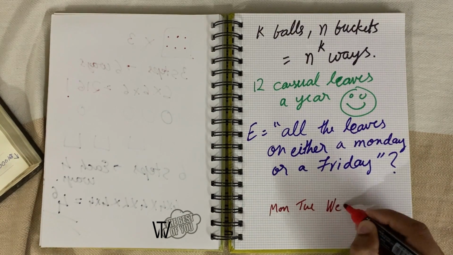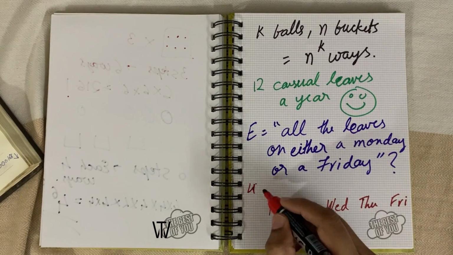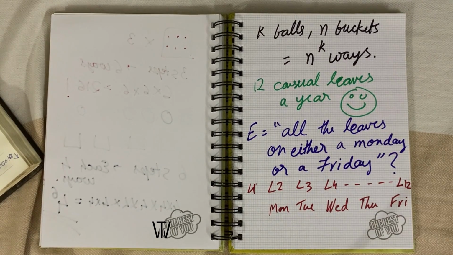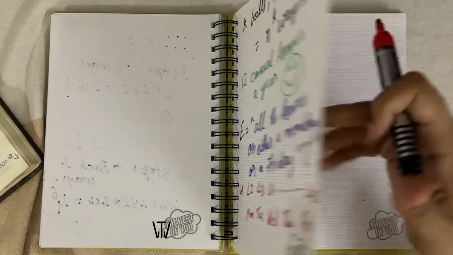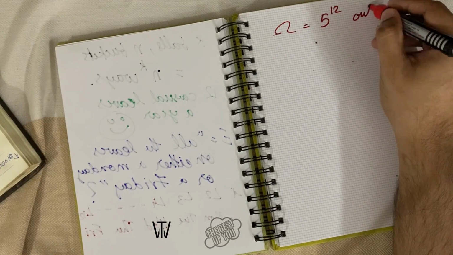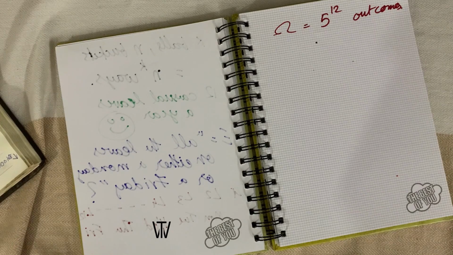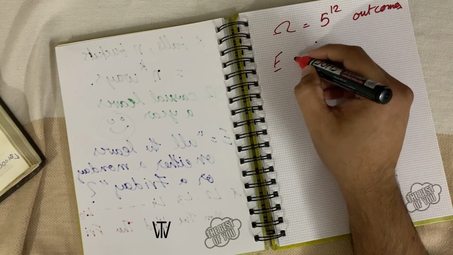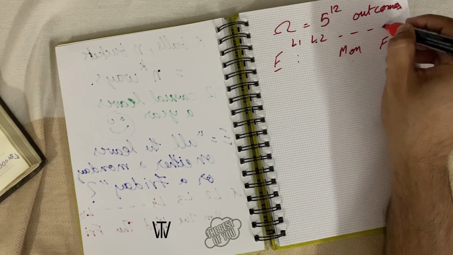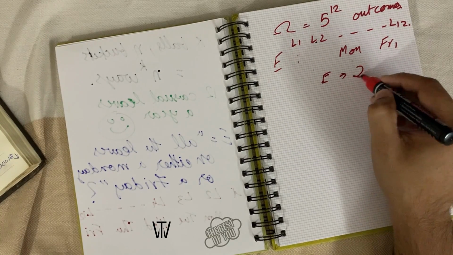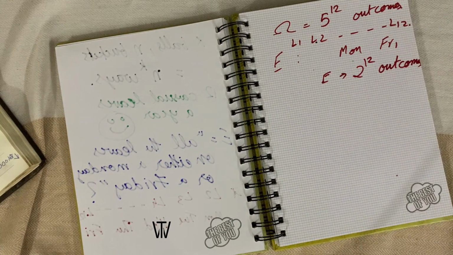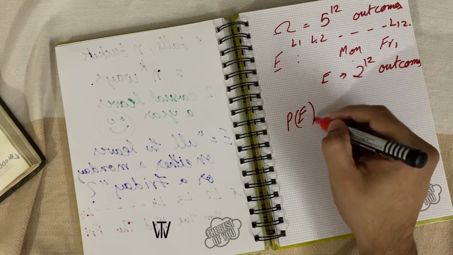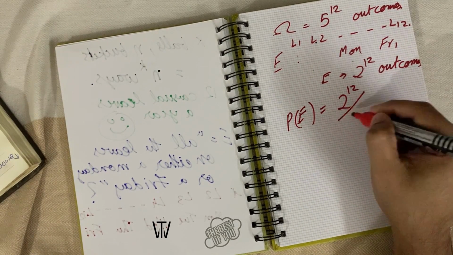Well, there are 5 days a week and there are 12 steps, so the sample space is 5 to the power 12 outcomes. Now, if you only take leaves on Mondays and Fridays, this can be done in 2 ways. So the number of favorable cases for our event is 2 to the power 12. Therefore, the probability that all your casual leaves would be taken on either a Monday or a Friday is 2 to the power 12 by 5 to the power 12.